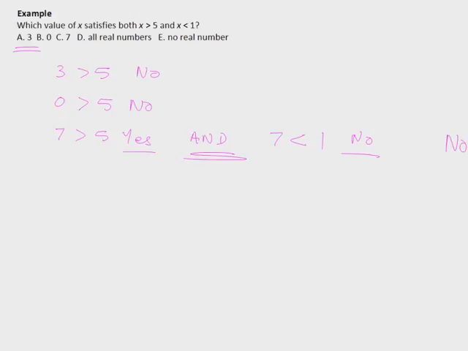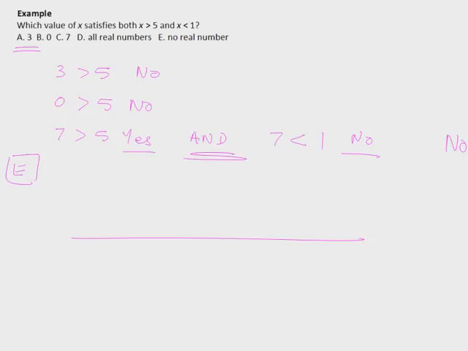All real numbers? Of course not, because 3, 0 and 7 have not satisfied. How can all real numbers satisfy? So no real number must be the answer. E. Let's confirm that no real number satisfies both the inequalities X greater than 5 and X less than 1.